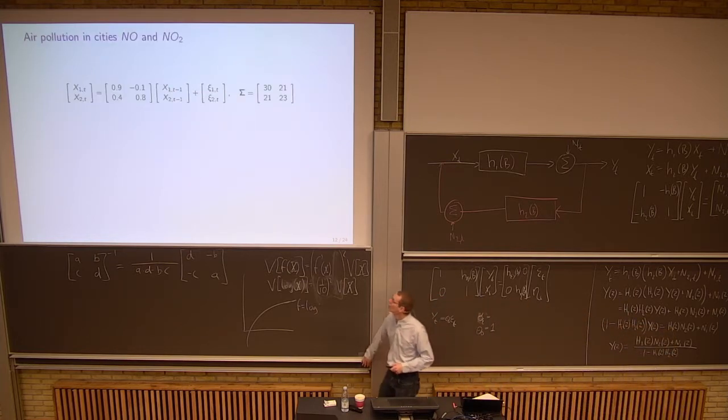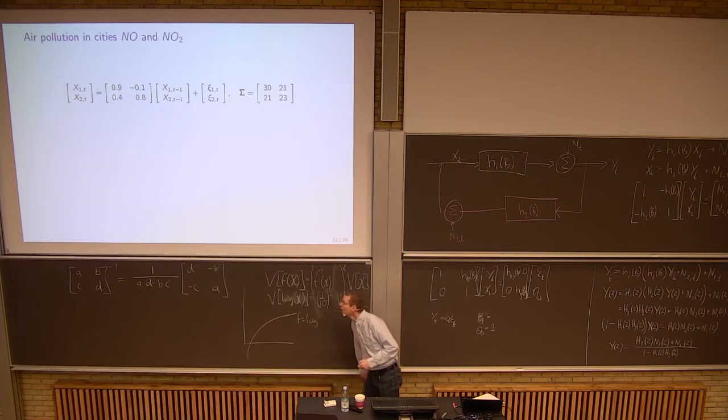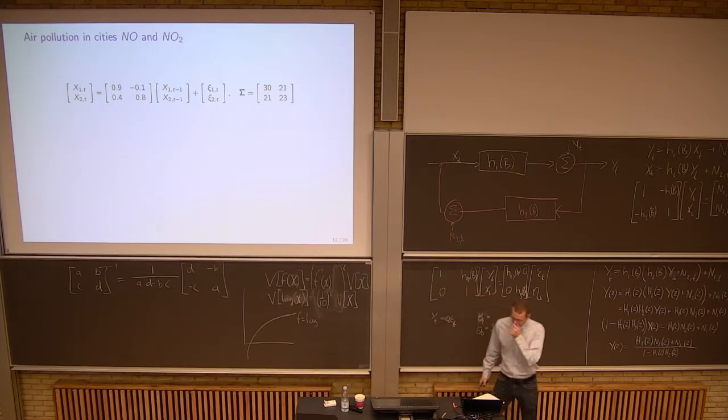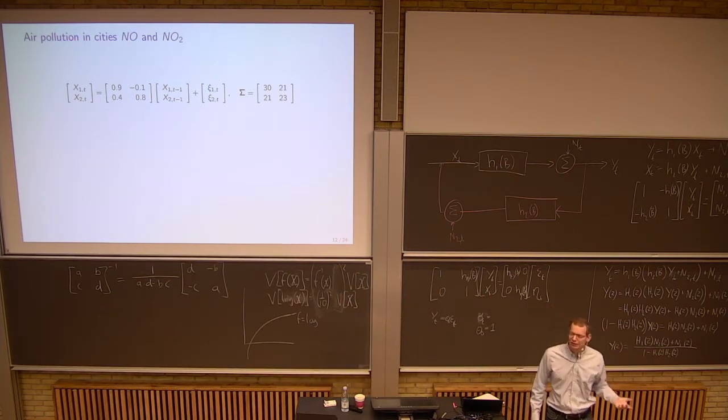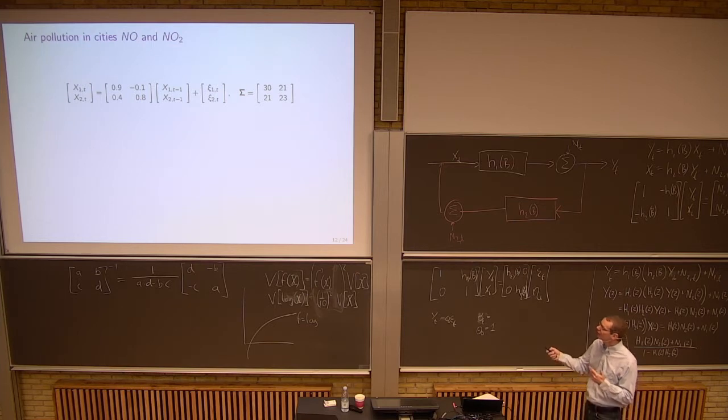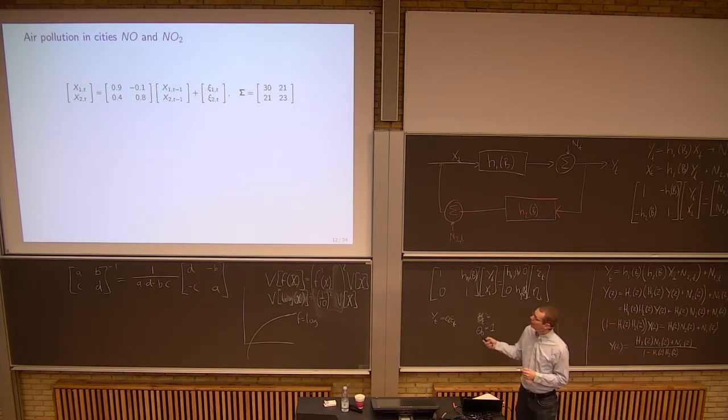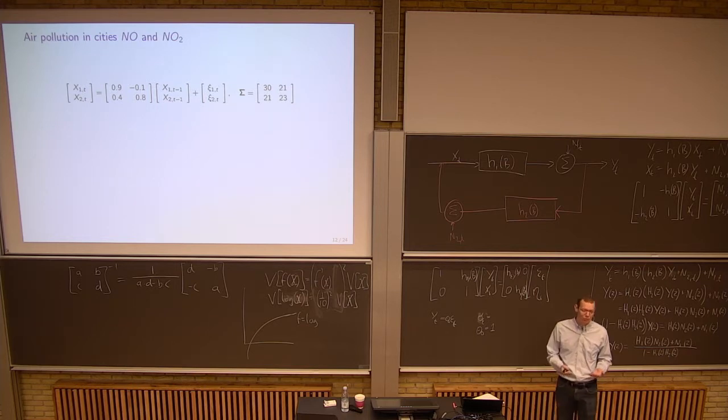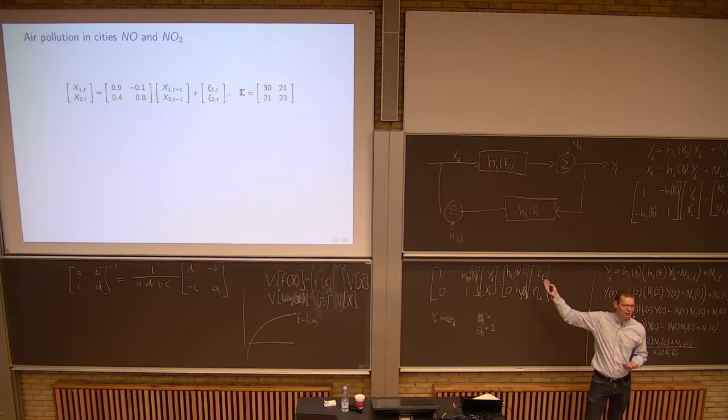So, what we looked at in the very first lecture was this air pollution case with NO2, nitrogen dioxide, and nitrogen oxide. And at that point, we just postulated this model. So given what we know now, which kind of model is this?